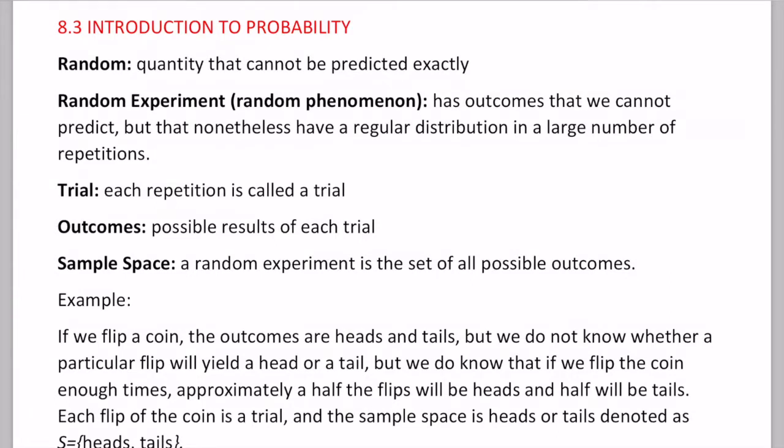8.3 Introduction to Probability. A random quantity that cannot be predicted exactly is known as random. A random experiment or random phenomenon has outcomes that we cannot predict, but that nonetheless have a regular distribution in a large number of repetitions. Trial: each repetition is called a trial. Outcomes: the possible results of each trial. Sample space, something we've already been using. Here's a definition: a random experiment is the set of all possible outcomes.